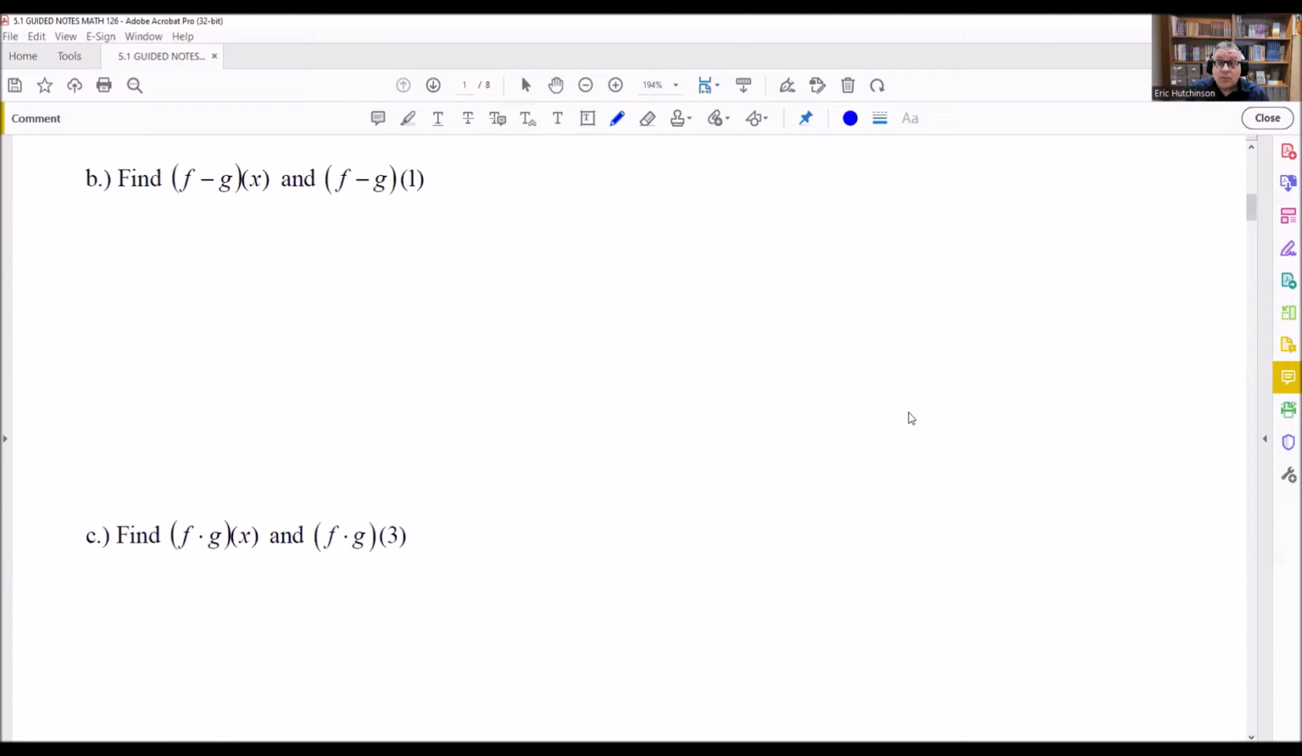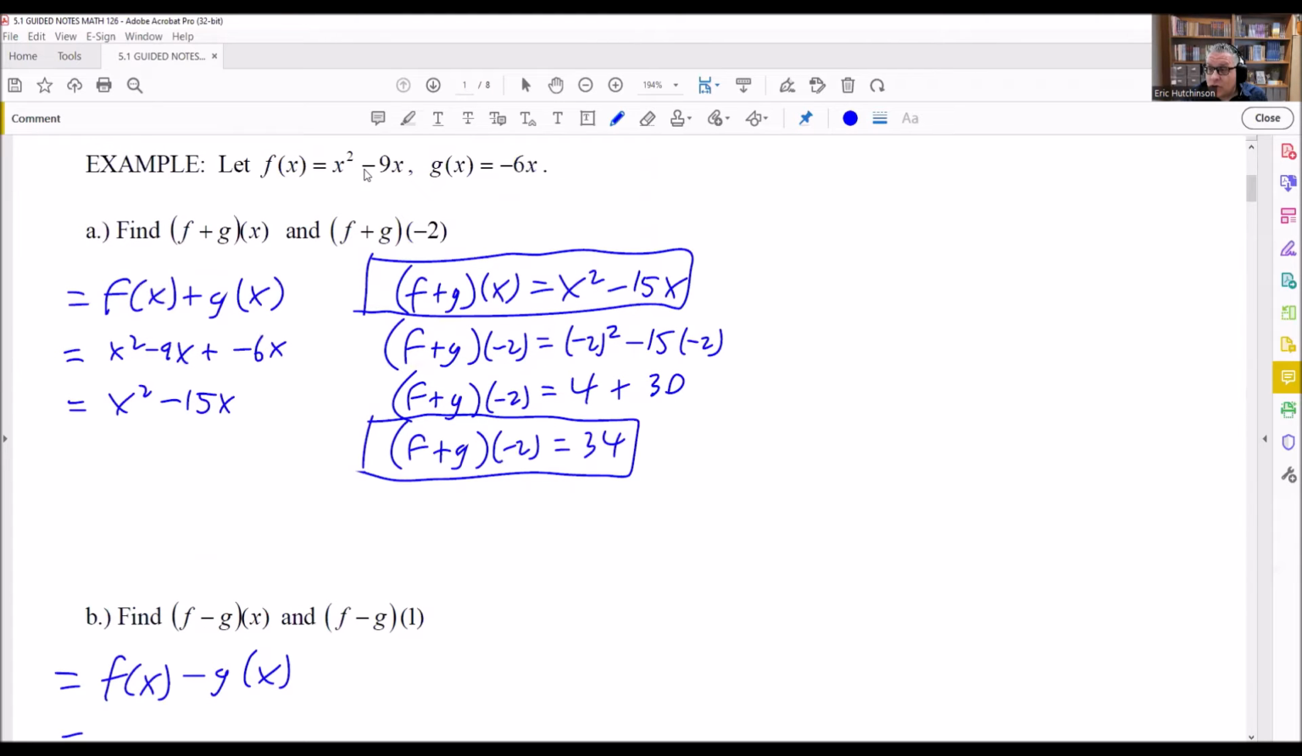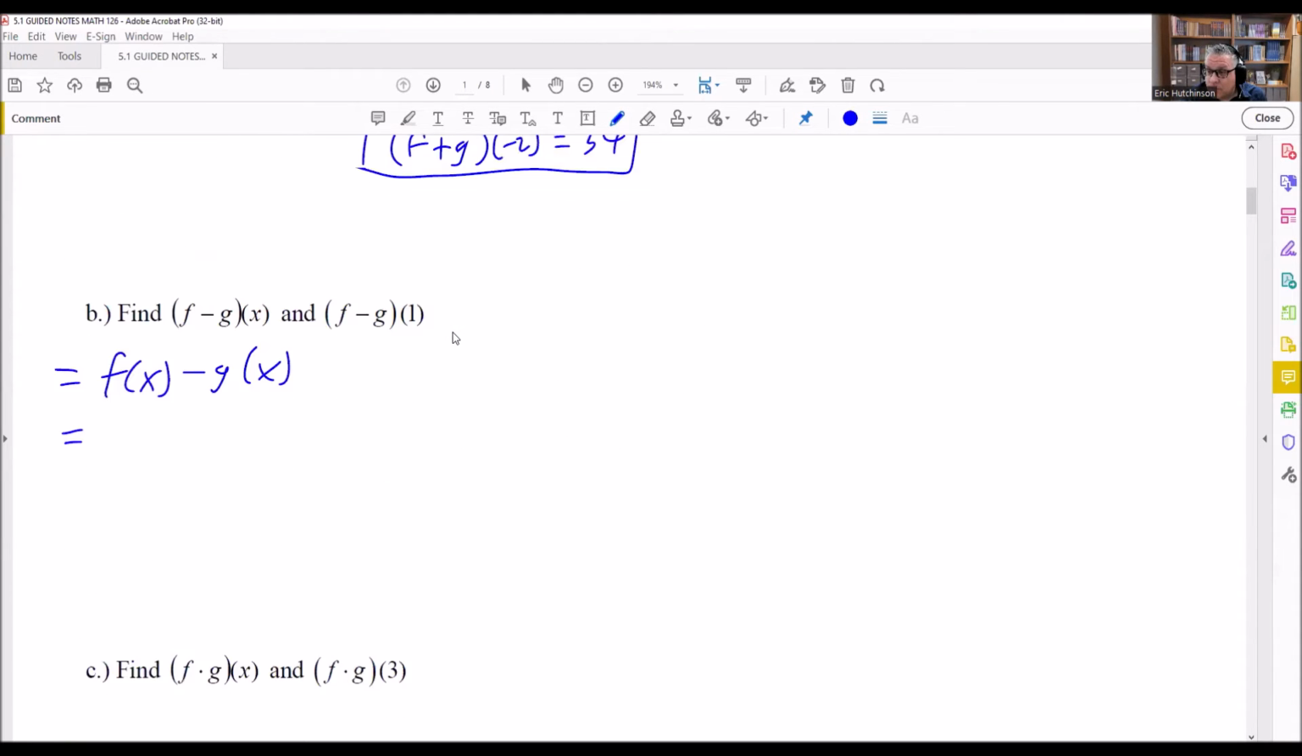Okay, so this time part B, we want to do f minus g of x, and we want to do f minus g of 1. Again, as always here, you want to begin with the appropriate definition. This is telling us to do f of x minus g of x. We're going to plug in the two different functions that we have for each one. And so we can just go back up here to see what they were. Okay, so we have x squared minus 9x and minus 6x.